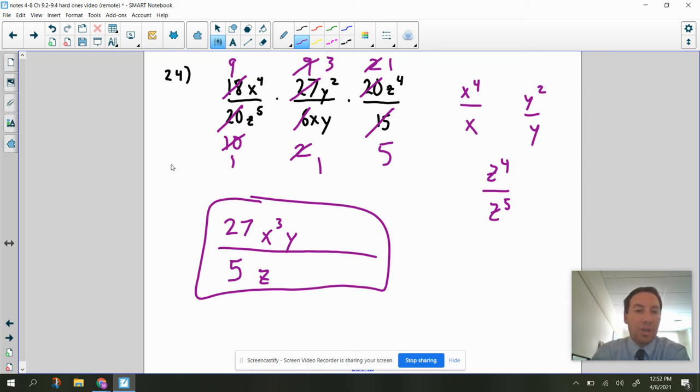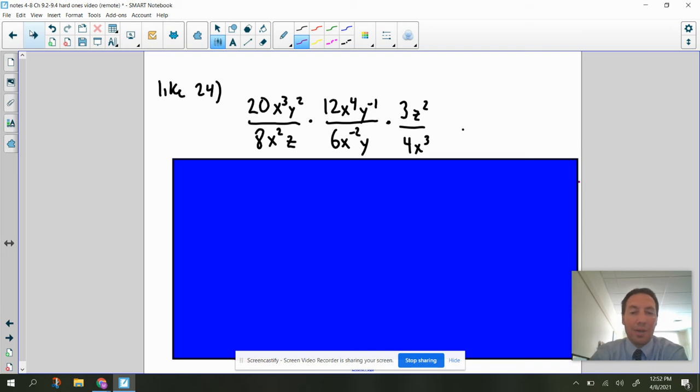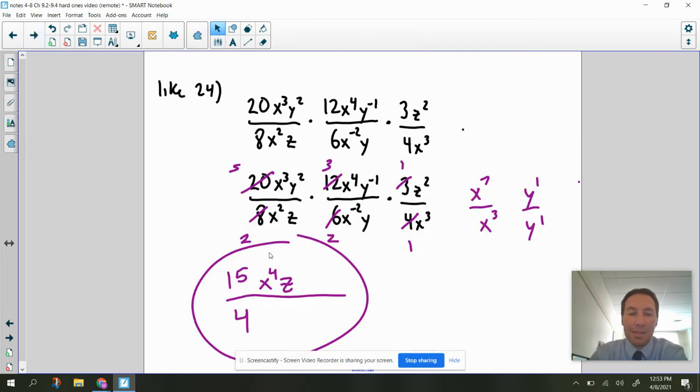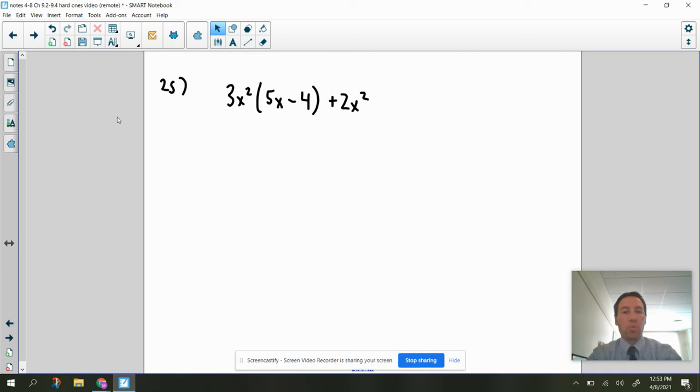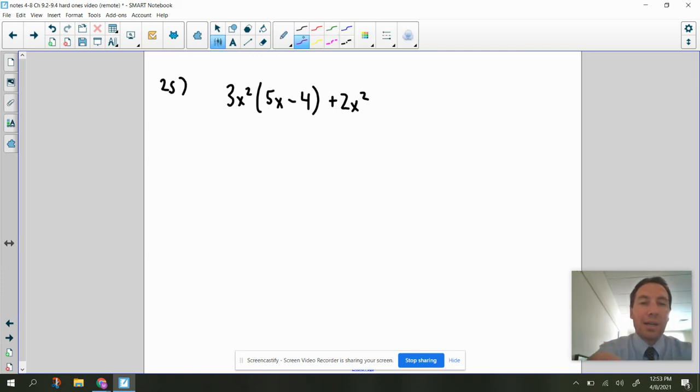All right, why don't you all try out this one? See if you get it right. All right, I'm back. Did you get that answer? I hope so. All right, how about number 25? This isn't too bad. I just know we didn't get to go over it today in class. So I'm going to distribute.